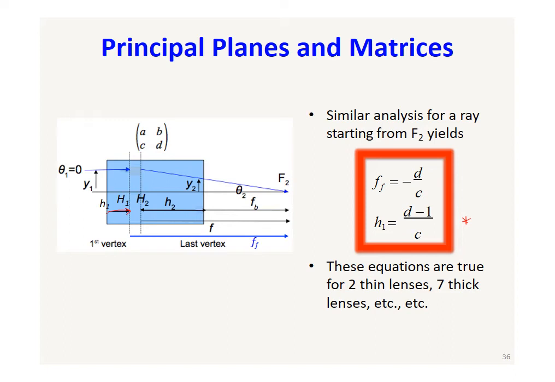Now, it doesn't matter if you're dealing with 2 thin lenses, 2 thick lenses, 7 thick lenses, anything complicated like that. You'll always have a system matrix that comes down to A, B, C, D. And these equations are always true. They will always give you an effective focal length, a distance to the first principal plane, and a distance to a second principal plane.